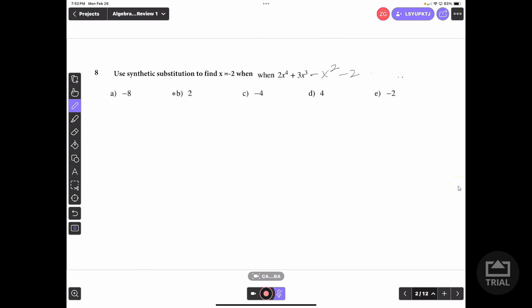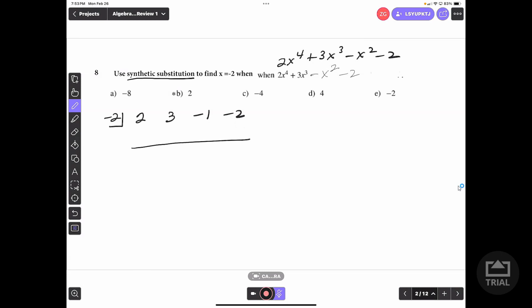Number 8, use synthetic substitution. You're gonna do synthetic division. By the way, in your booklet, this is 2x to the fourth plus 3x cubed minus x squared minus 2. So the coefficients are 2, 3, negative 1, negative 2. That's the coefficients. So synthetic substitution is doing synthetic division.